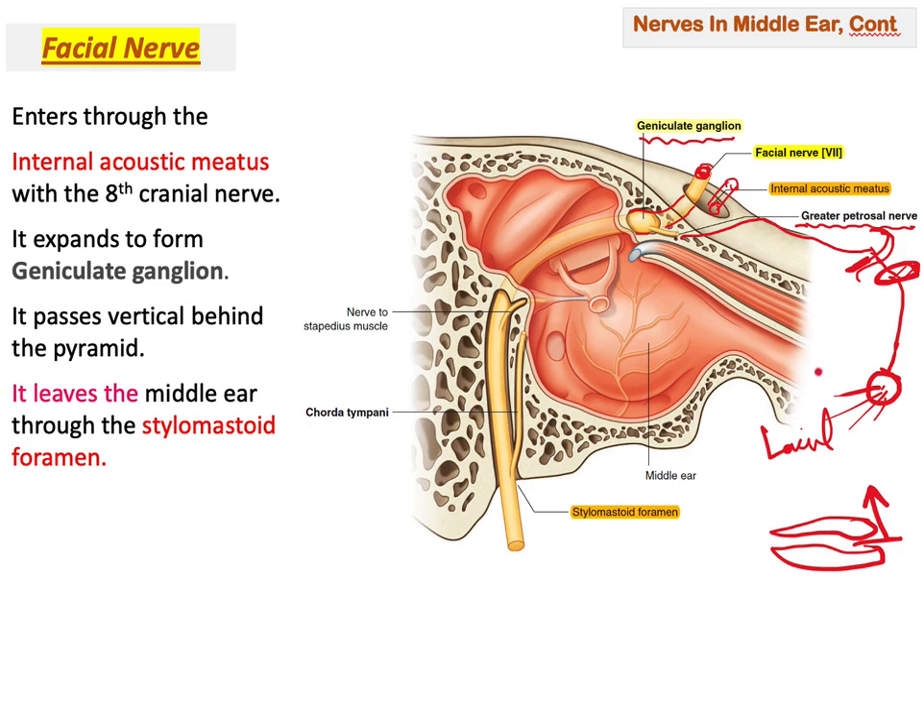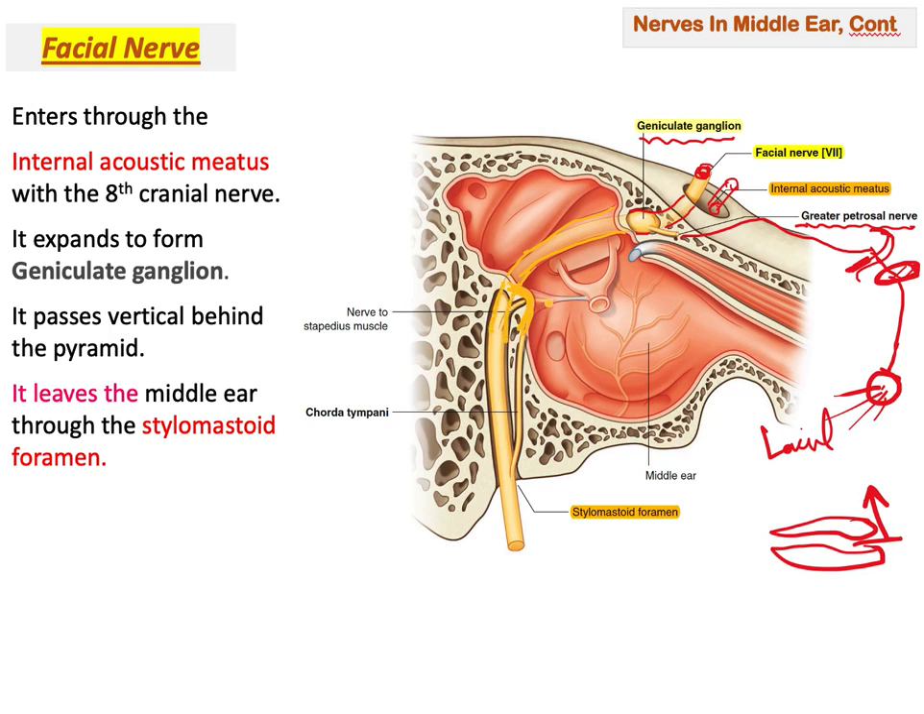Now, other than the greater petrosal nerve, the facial nerve continues just posterior to the stapes. You see, it creates a bulge here in the middle ear. Then it passes behind the pyramid. Do you remember this bone, which is the pyramid? This pyramid forms part of the posterior wall of the middle ear, and the nerve passes behind it.